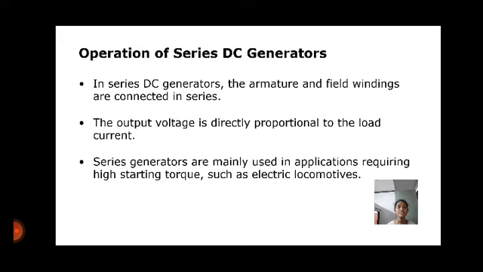Operation of series DC generator. In series DC generators, the armature and field windings are connected in series. The output voltage is directly proportional to the load current. Series generators are mainly used in applications requiring high starting torque such as electric locomotives.